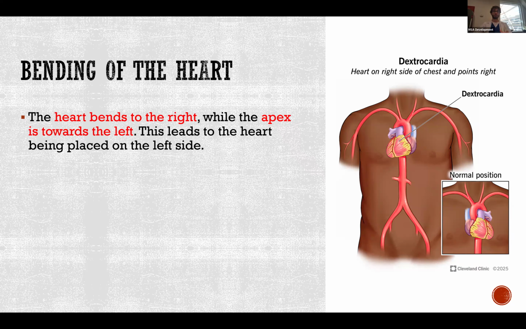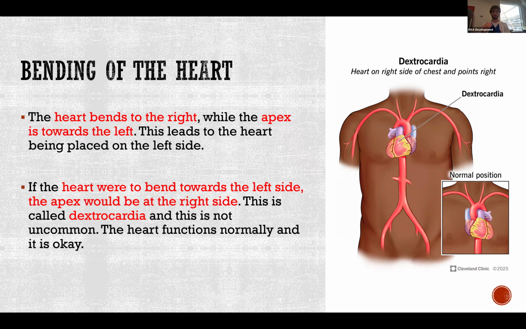This is the normal. If the question tells you the heart is bending to the right, but the apex, which is what we care about, is bending to the left, this is what we care about. I know it might be confusing. You might be like, how is this normal? It's saying that the heart bends to the right. I agree with you, but here we don't care about the heart, we care about the apex of the heart. As long as the apex is towards the left, that's what matters.